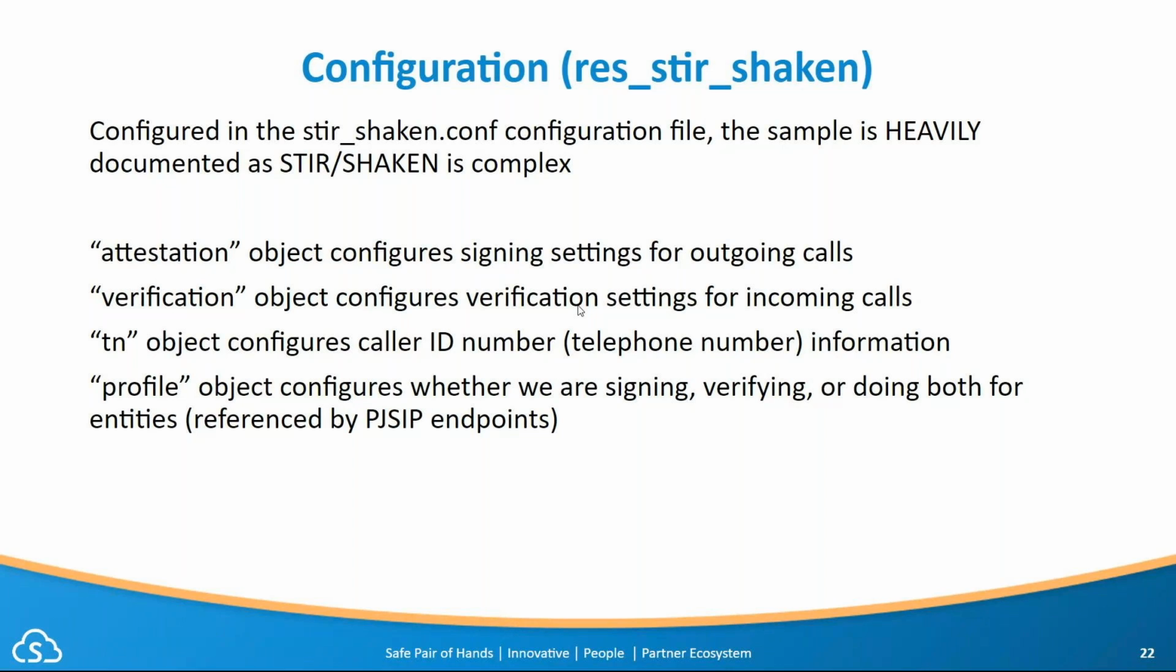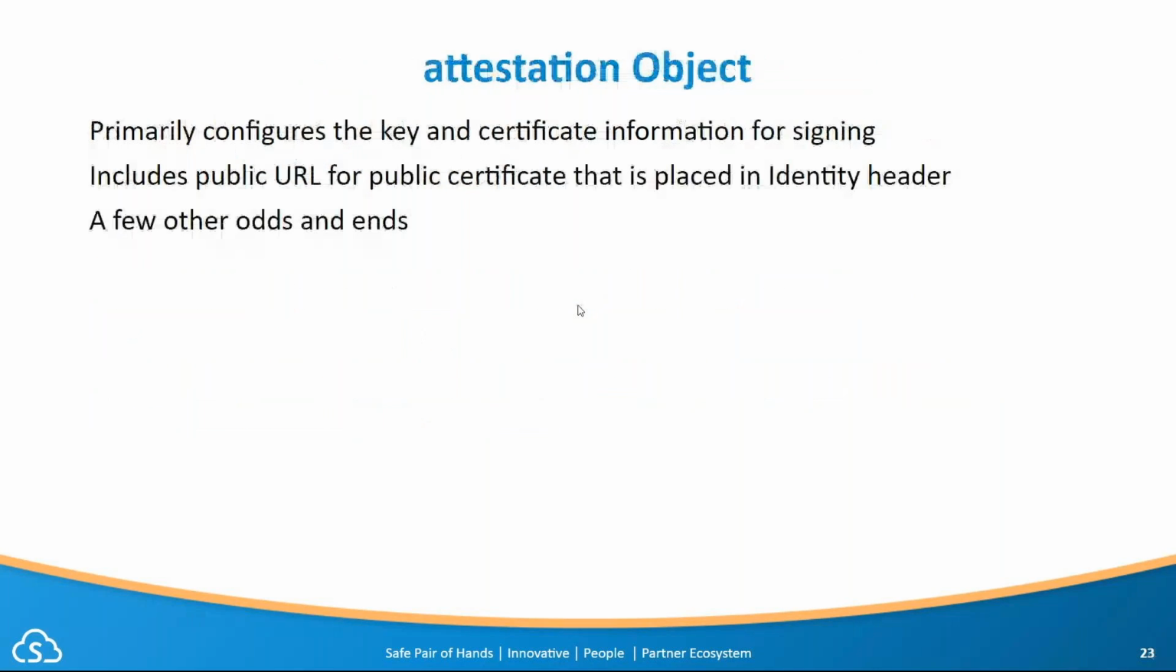So an attestation object configures signing settings for outgoing calls. A verification object configures verification settings for incoming calls. A TN object configures a caller ID number, i.e. telephone number information. And then a profile object configures whether we are signing, verifying, or doing both. And this is what is really referenced by PJSIP endpoints. The attestation object primarily configures the key and certificate information for signing, as well as the public URL for the public certificate that is placed in the identity header. And then there's a few other odds and ends in there as well.